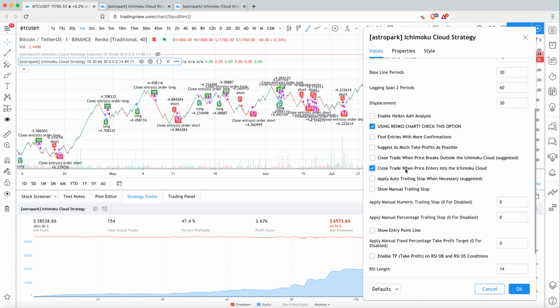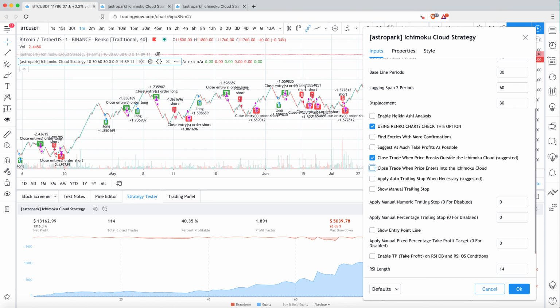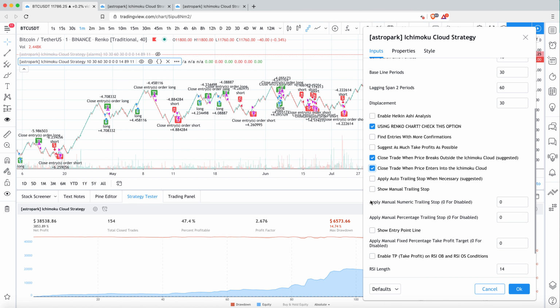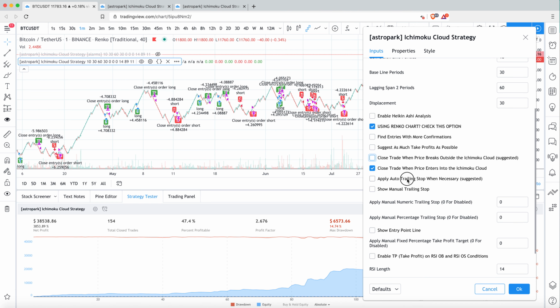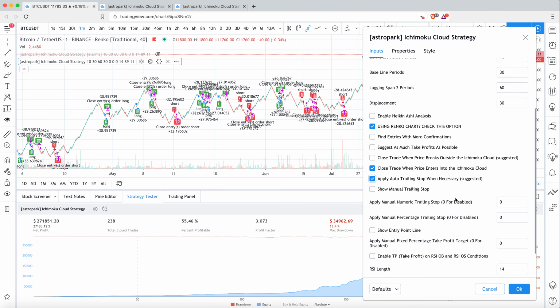Okay, this was the magic: close the trade when price enters into the Ichimoku cloud. On the breakout, you would have lost a lot of your profit. This is of course more secure, as said. You can see the drawdown is also almost half. And with the auto trailing stop loss, yes, the drawdown is even lower and the net profit is even higher.